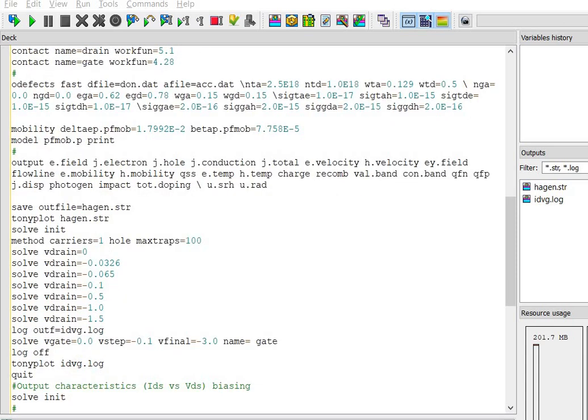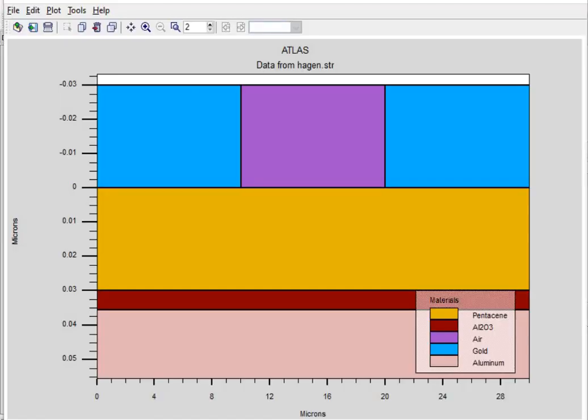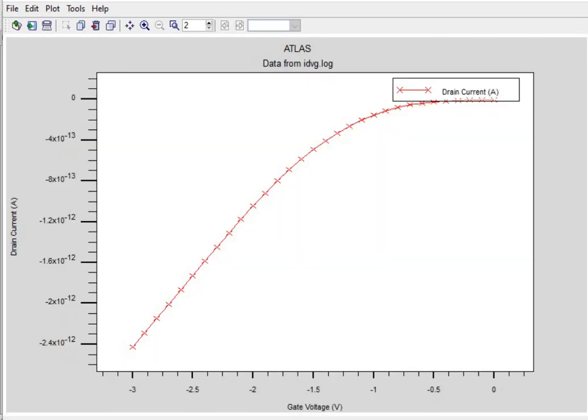When you run this program, you will get two files. One is the structure file and one is the log file. This is the structure file. This is the pentacene material. This is the Al2O3 material. This is the gold metal contact for drain and the source. And the last one is the aluminum material. And this is the log file. This is the P-type organic field effect transistor.